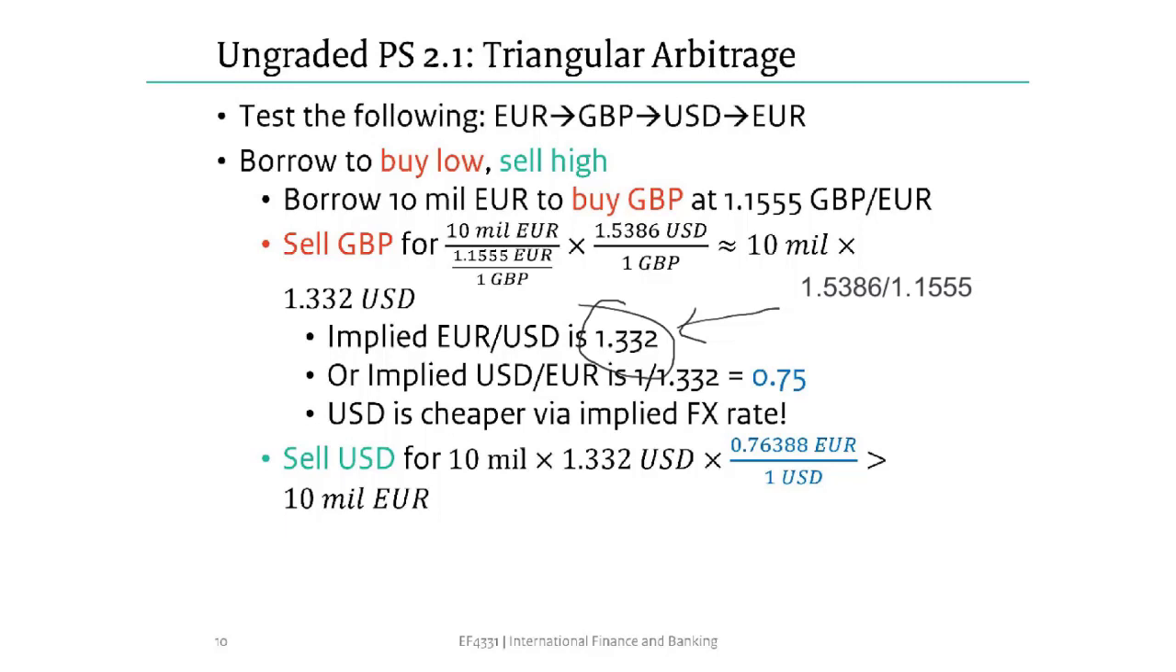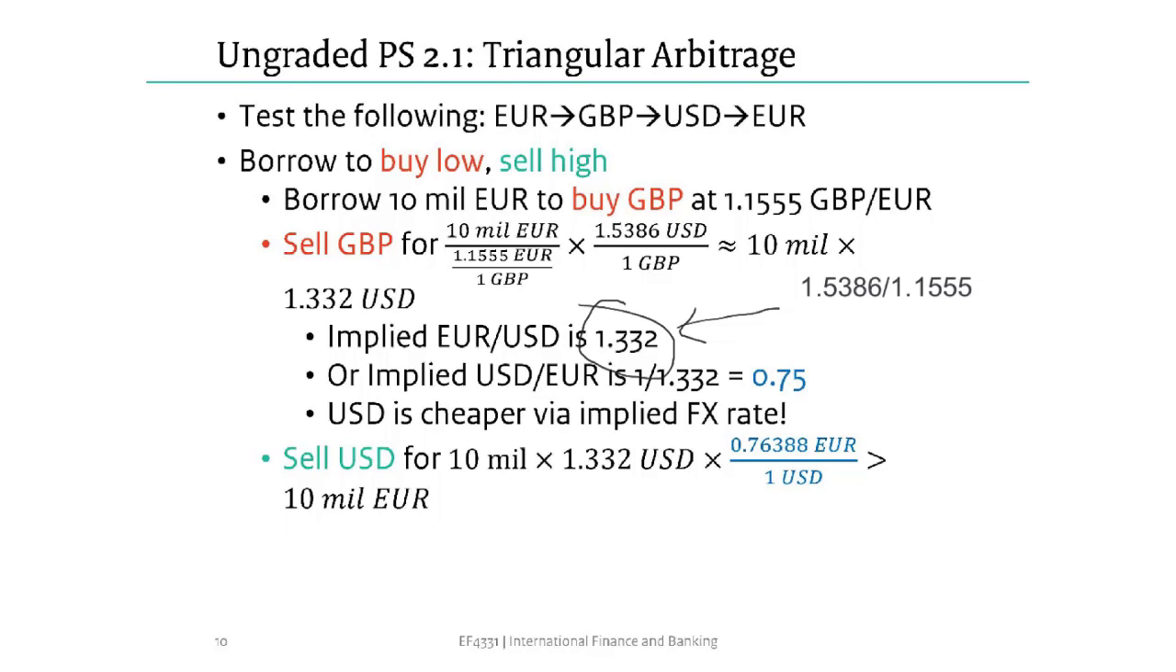Comments, questions? Maybe I should highlight where this comes from. This comes from 1.5386 divided by 1.1555.